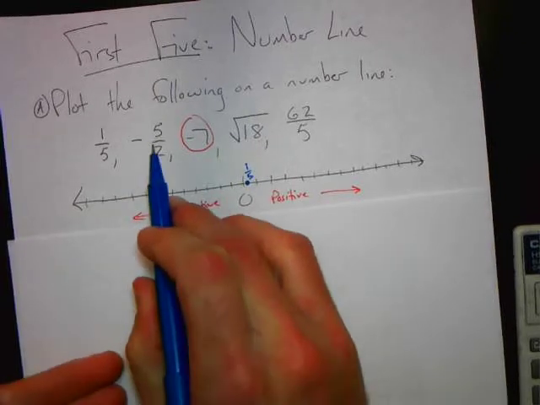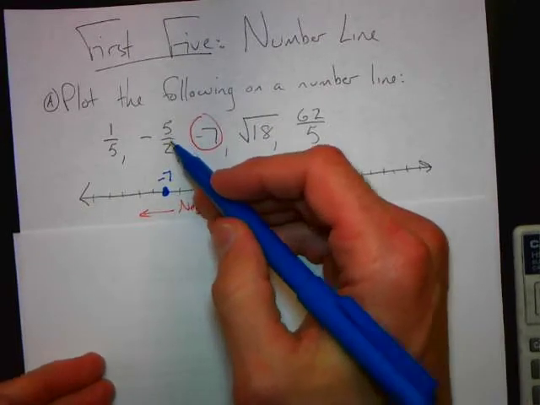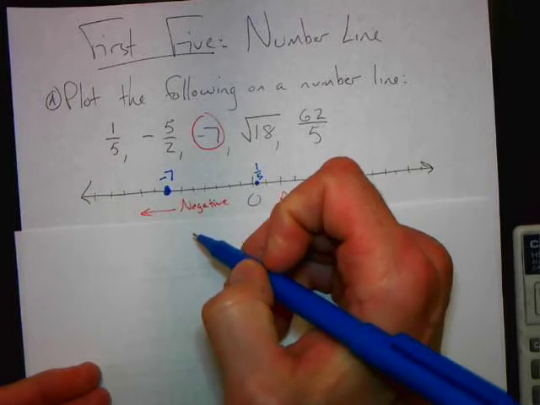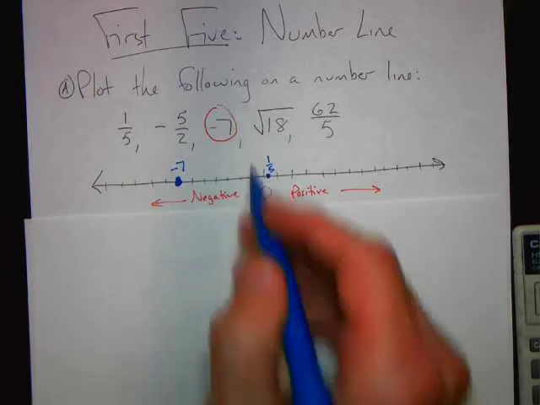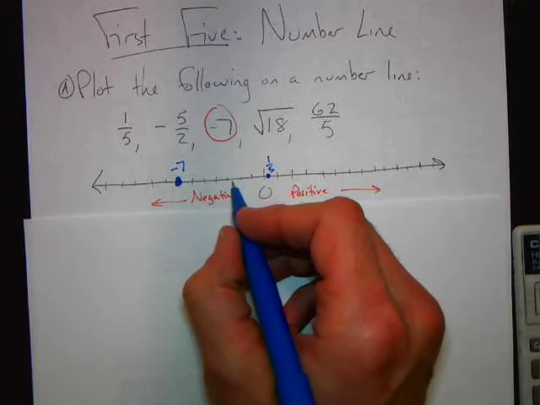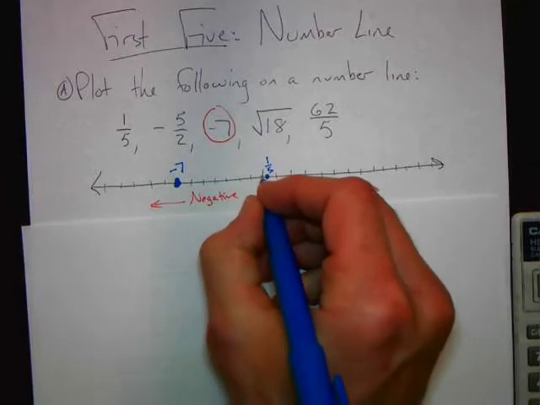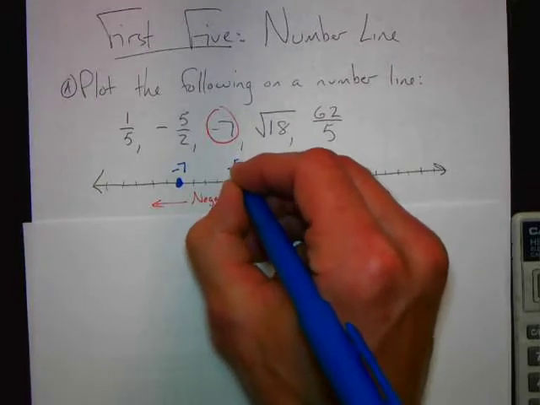Now the next number, we have negative 5/2. Now if you know about improper fractions, which this is one of them, you know that they are also mixed numbers. This mixed number is negative 2 and 1/2. So if you know this is negative 2 and 1/2, you can picture it moving from 0, negative 1, negative 2, and 1/2. Or you can still use your calculator. You can have negative 5 divided by 2, and that gives you negative 2.5. So again, from 0, negative 1, negative 2, negative 2.5. And that is where negative 5/2 is.